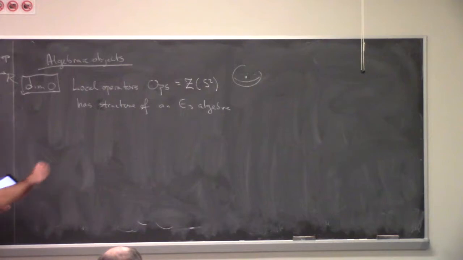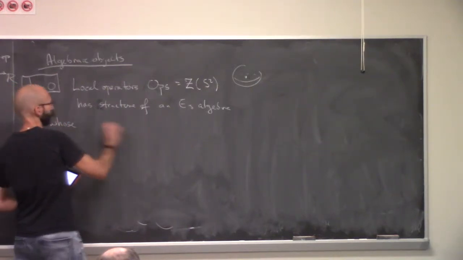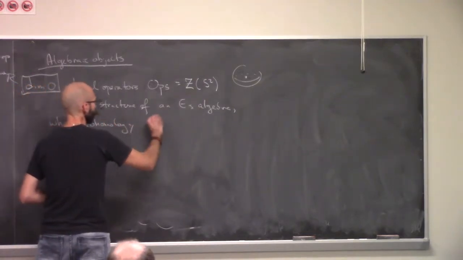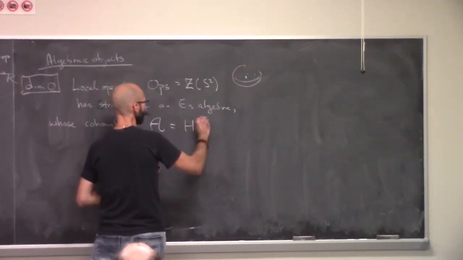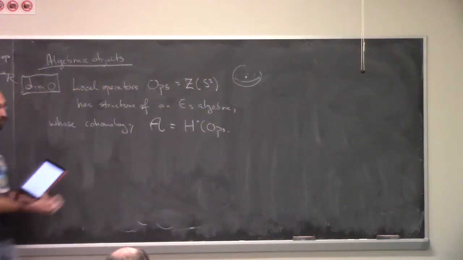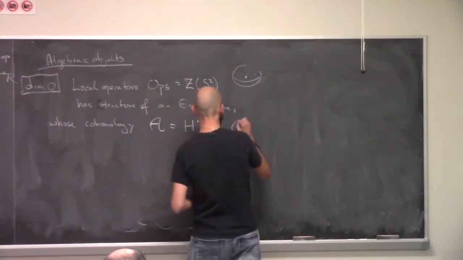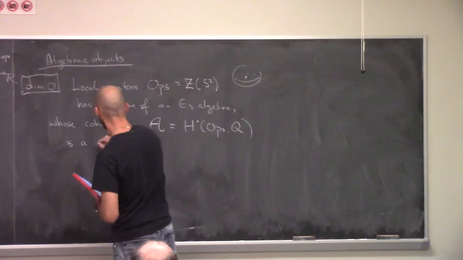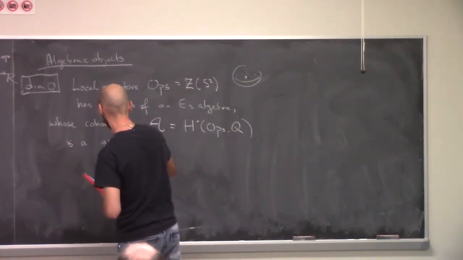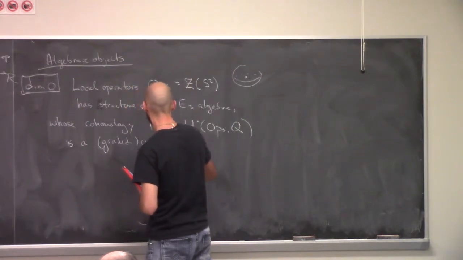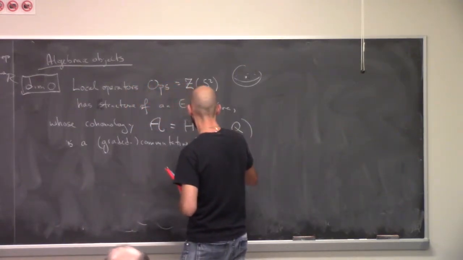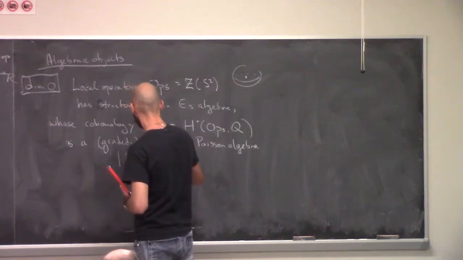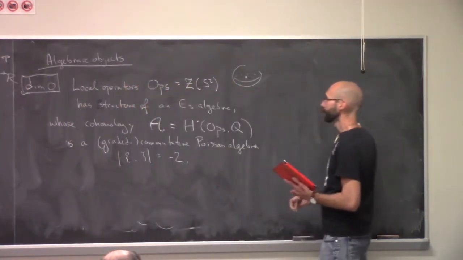Which I won't explain here, but I will say that its Q cohomology, which I can note A, this is the cohomology of ops, which is some DG vector space that Q acts on, is a graded commutative Poisson algebra such that the Poisson bracket has degree -2.